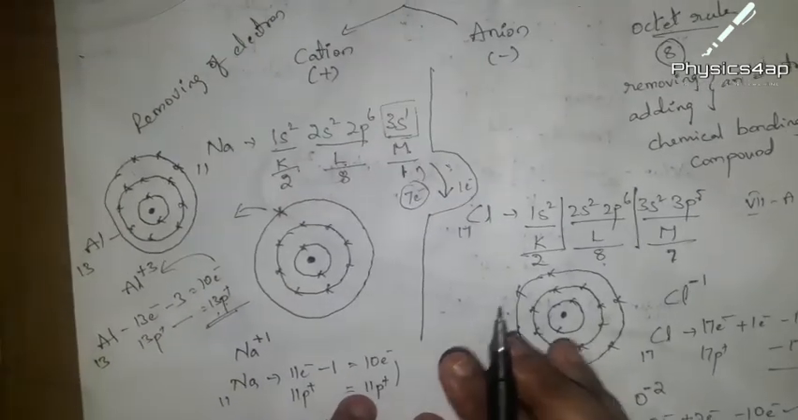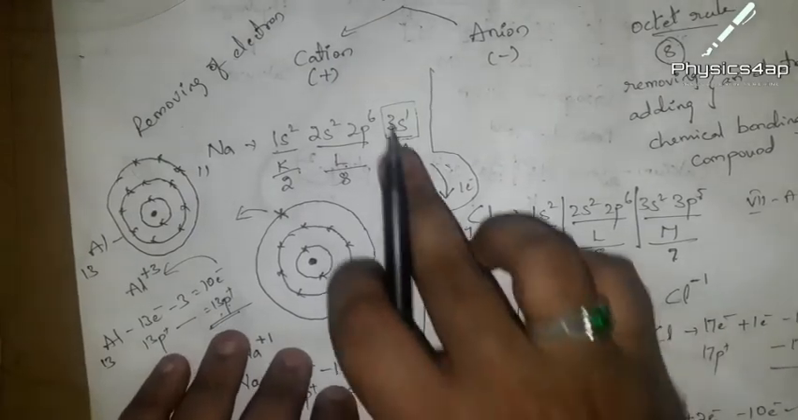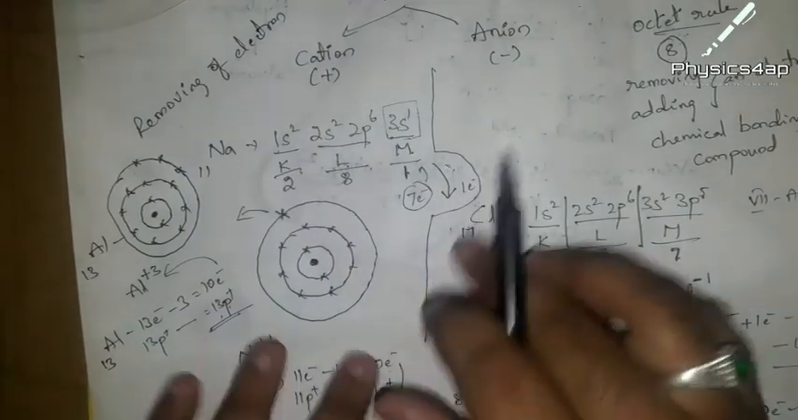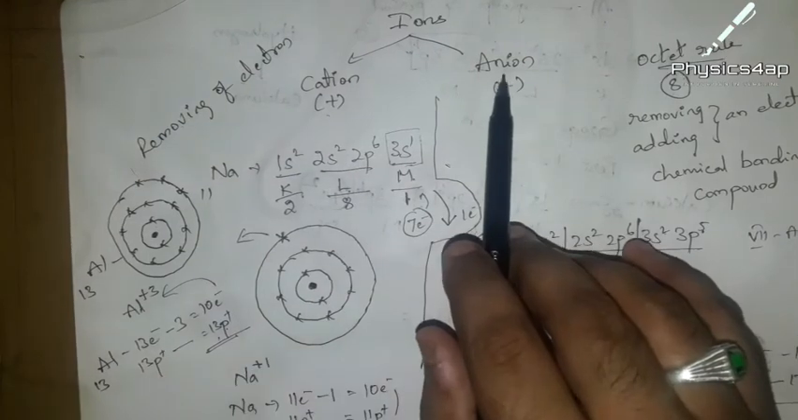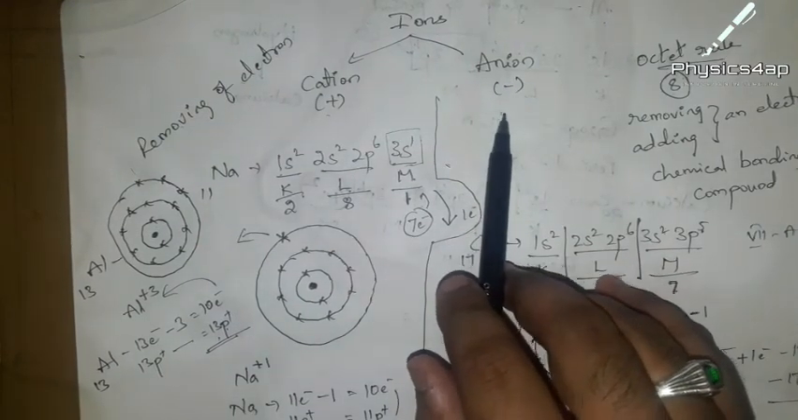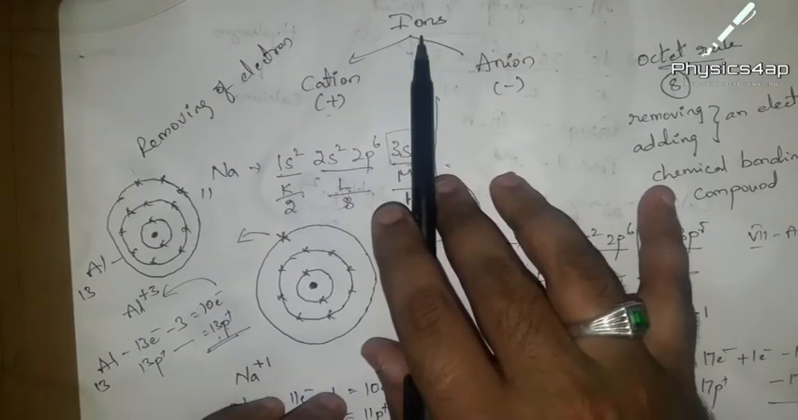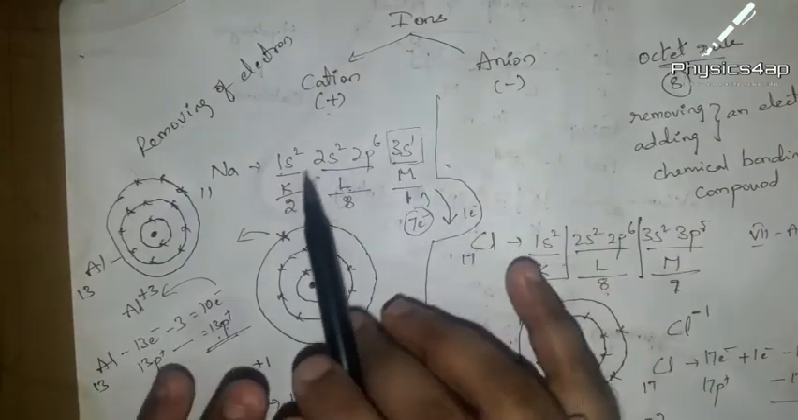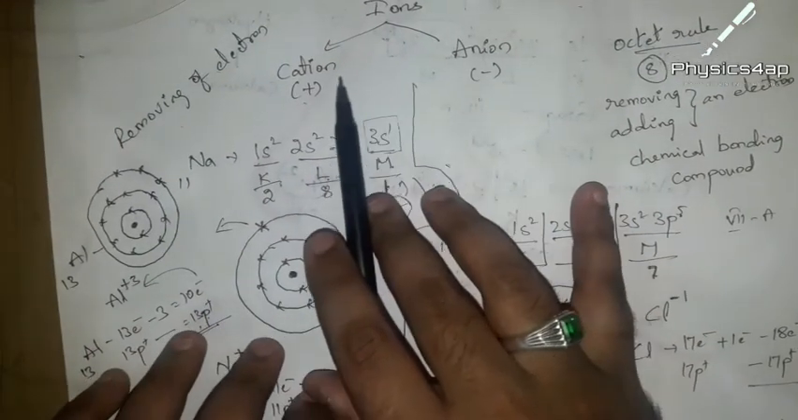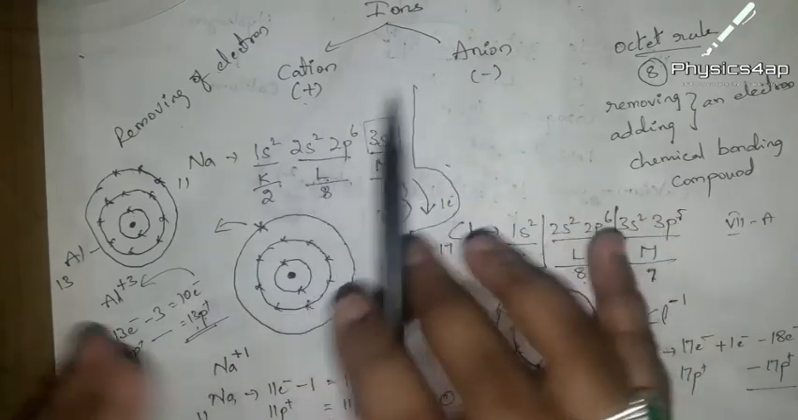So this is how we get the formation of an anion and a cation. Cation is the positive charge and anion is the negative charge. Clear? So why do we need a cation and anion? Because of the formation of bonds.